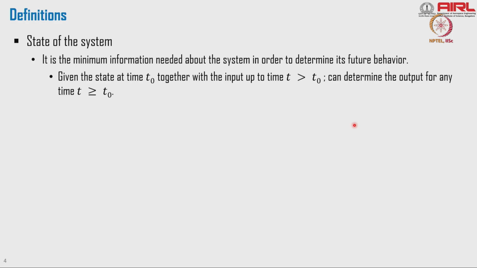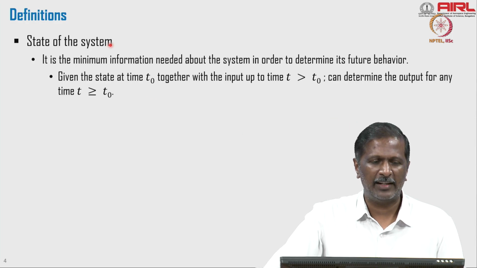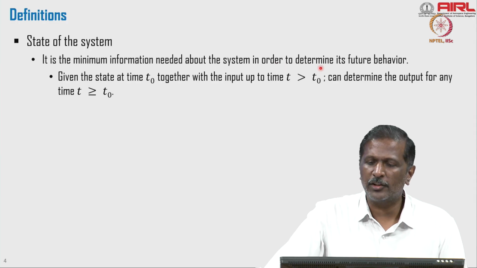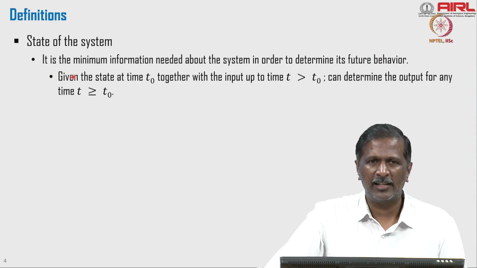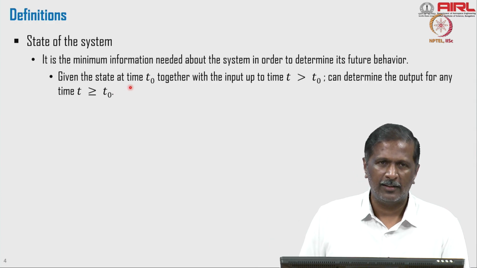Now, what is the state of the system? Let us look at some definitions. First, let us define the state of the system. It is the minimum information needed about the system in order to determine its future behavior. What I mean is, given the state at time t naught, together with the input at time t greater than t naught, you can determine the output for any time t greater than or equal to t naught.